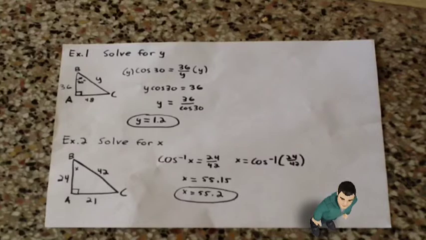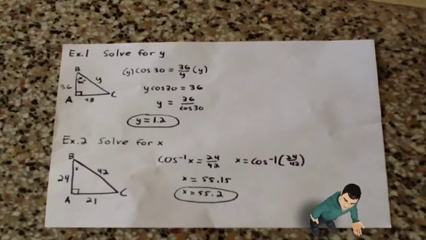So now let's move on to some examples. Example 1, we're going to be solving for y, and cosine 30 equals 36 over y. Now we're going to multiply y on each side, and we'll get y cosine 30 equals 36. Now we're going to divide cosine 30 on each side. So y equals 36 over cosine 30, and we'll end up with y equals 1.2.